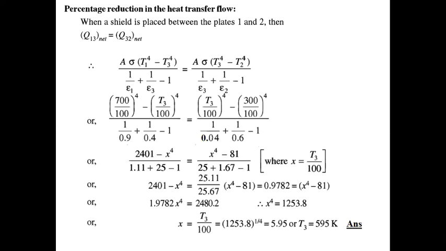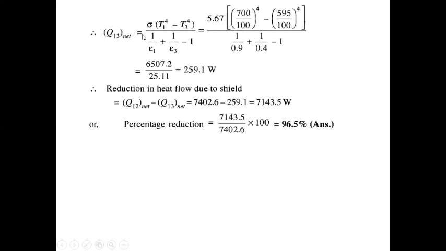For simplicity we just divide by 100 to the power 4 on both sides, meaning we multiply by 10 to the power minus 8 on both sides. So we get the X value as 1253... So X is T3 by 100. This is 5.9, so the temperature becomes 595 Kelvin. Clear? Now Q13 net equals sigma T1 to the power 4, for either 32 or 13. This value comes to 259.1.